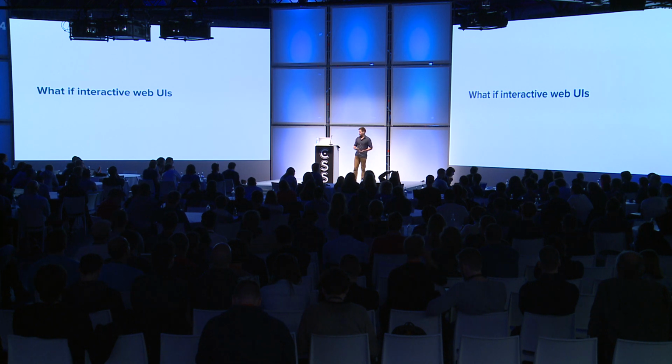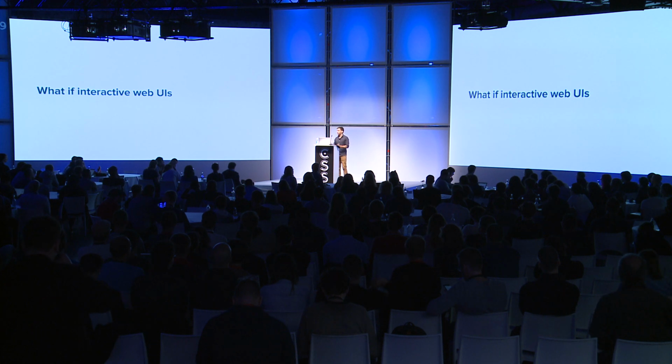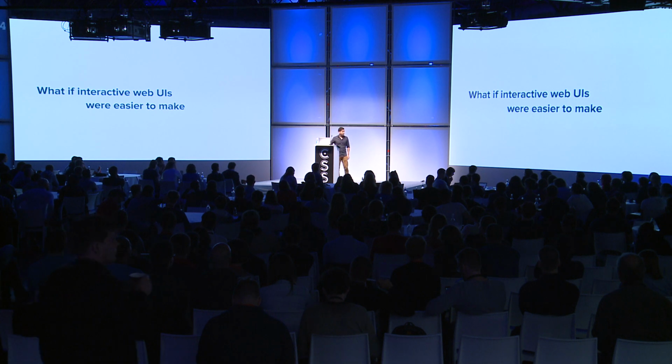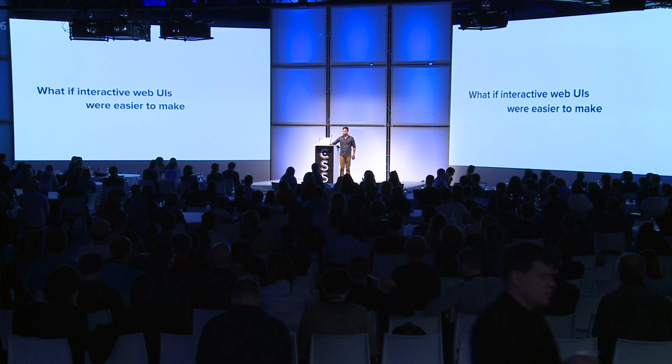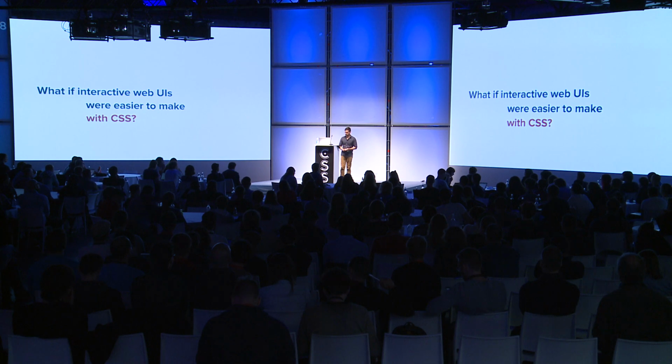Now, Android and iOS have a slight advantage. You have core animations, you have layouts, you have property animations, and they handle native interactions like touch and voice and all sorts of stuff natively within their APIs. The web is playing catch up, but it still has a little while to go. So think about this. What if interactive web user interfaces were easier to make, right? And what if they were easier to make with CSS?